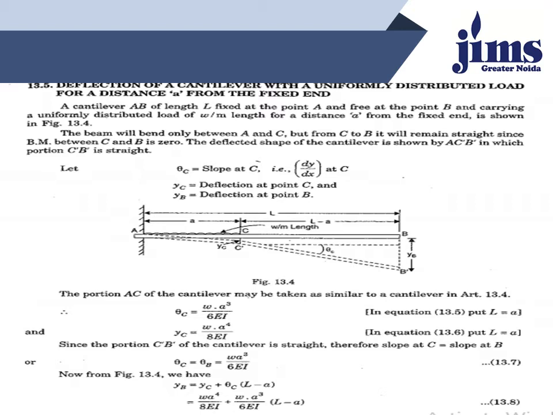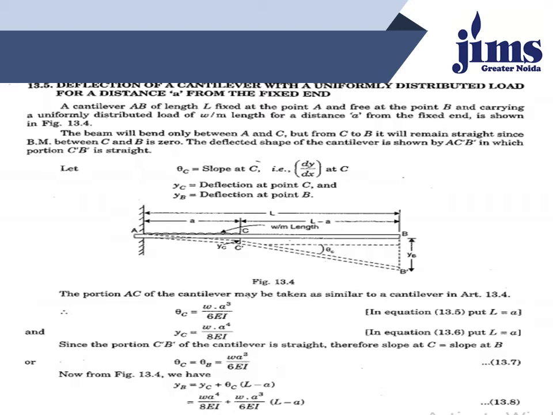Since the portion C'B' of the cantilever beam is straight, therefore the slope at C is equal to the slope at B. This is very important. Slope at B is equal to slope at C, because between B and C there is no force acting.